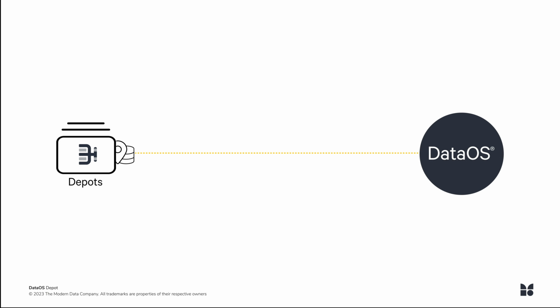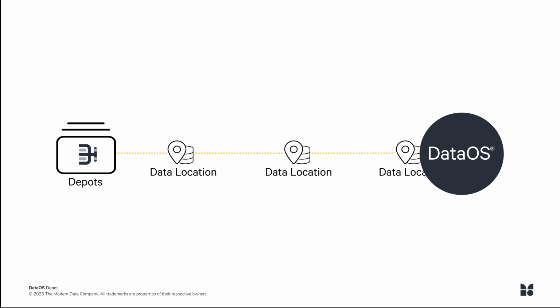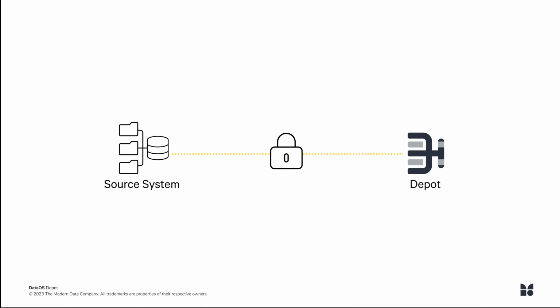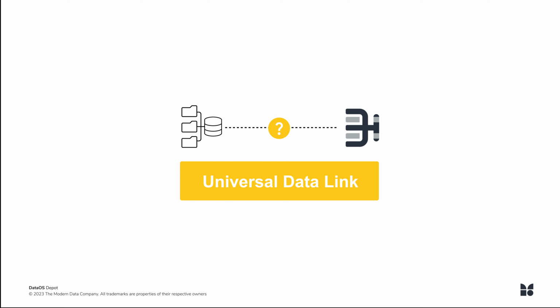You can visualize depots as the registration of data locations to be made accessible to DataOS. Depot merely grants you access to the data. You aren't actually copying or moving the data from your source system. To ingest, syndicate, copy, or perform other operations on the data, you can use one of the stacks of the operating system. Depots work by creating a unique DataOS address for the source system called UDL.